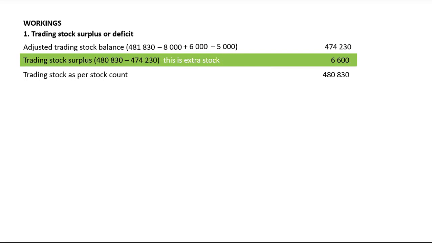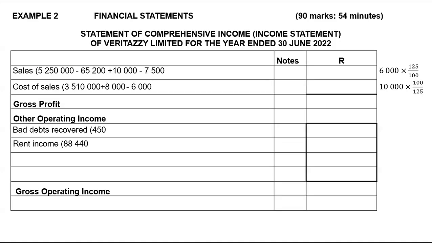So that trading stock surplus of 6,600, how did I get it? I took the stock counted and I subtracted the one that was in the trial balance. That's how I got it. So that 6,600, I am going to record under operating income as trading stock surplus. Make sure you show the workings in brackets, and it'll be 6,600. Done.